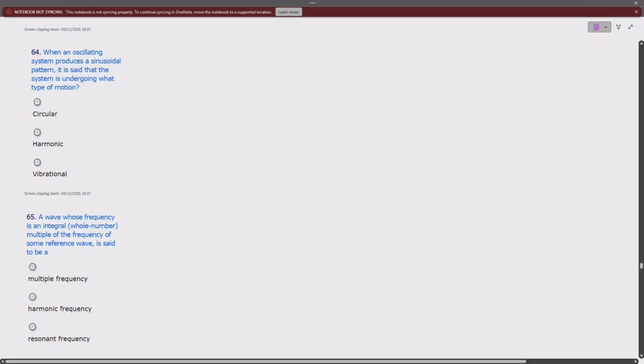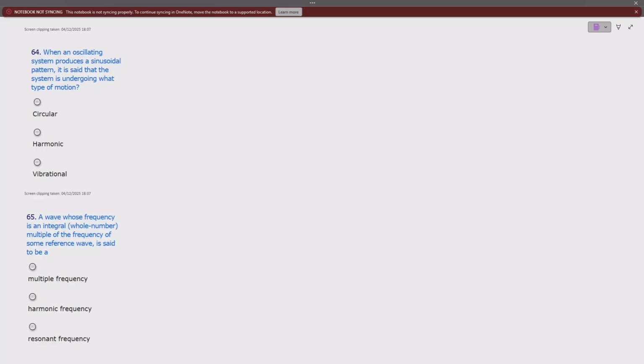When an oscillating system produces a sinusoidal pattern, it is said that the system is undergoing what type of motion? Harmonic motion.